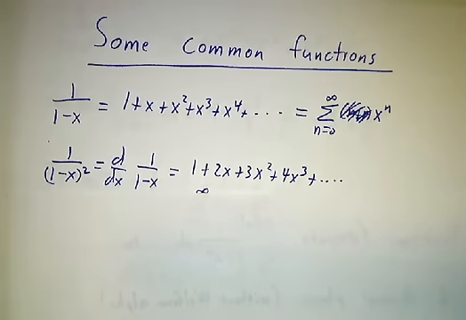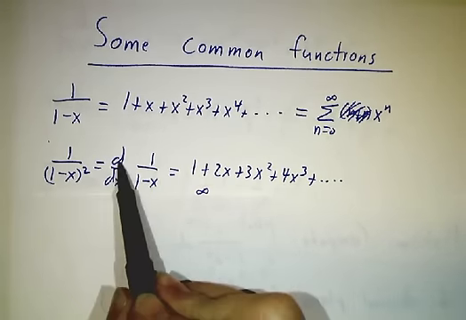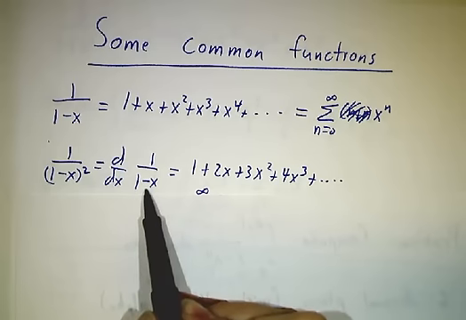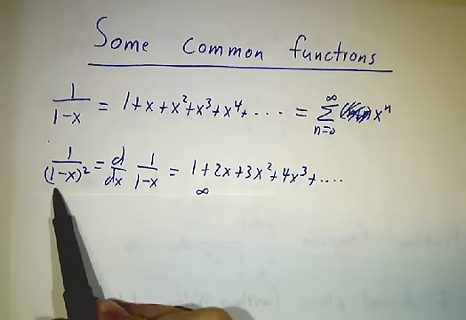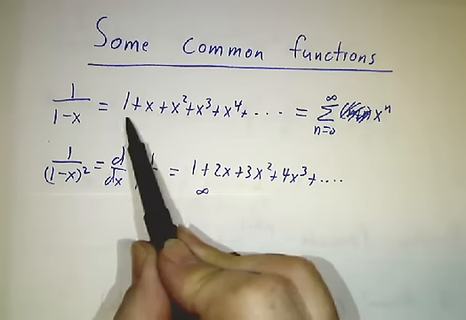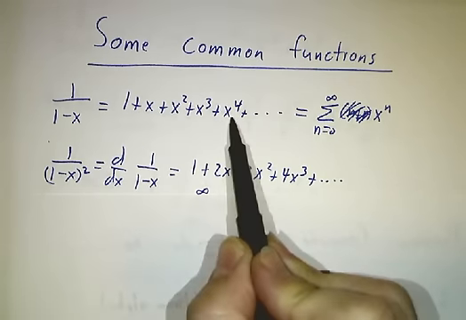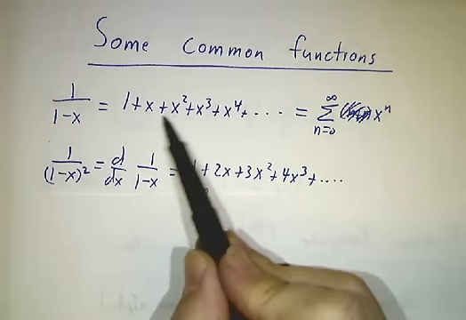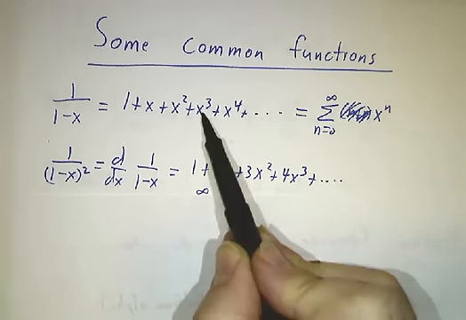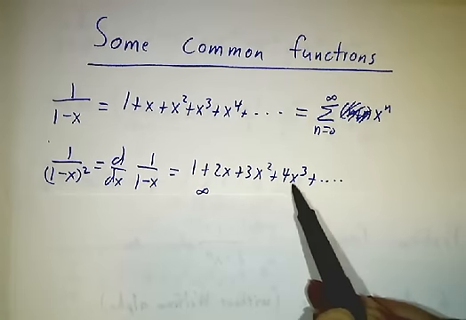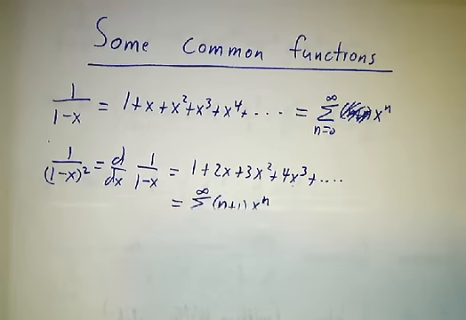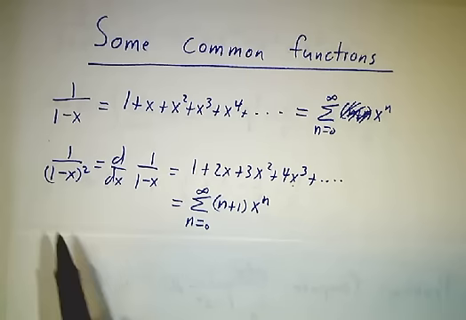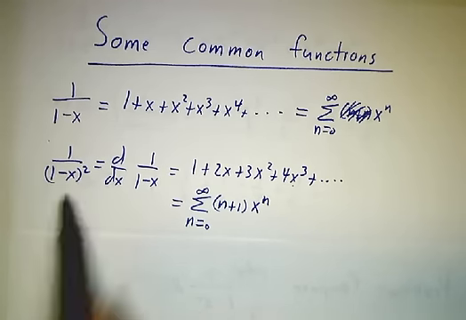The key observation is that 1 over 1 minus x squared is the derivative of 1 over 1 minus x. So to get the series for 1 over 1 minus x squared, we just take this series and take its derivative term by term. The derivative of 1 is 0, the derivative of x is 1, the derivative of x squared is 2x, x cubed is 3x squared, x to the fourth is 4x cubed. And so, there we go. We've got the series for 1 over 1 minus x squared.